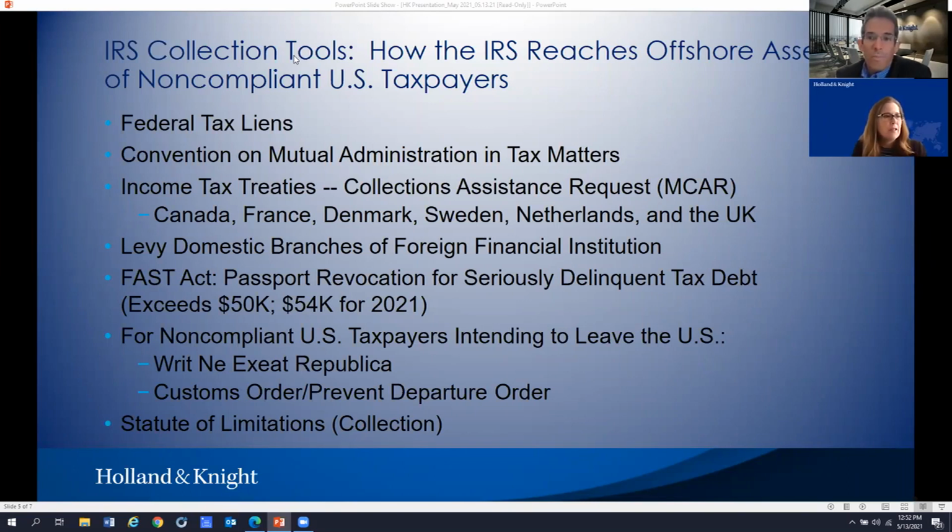The customs order, the prevent departure order, just real quickly, is very similar, but it can prevent a non-US citizen from exiting the US pending resolution of a collection matter. As it relates to collections, Andrea already talked about the statute for assessment purposes. Once there is an assessment, the IRS has 10 years from the date of assessment to collect the tax. Interestingly, though, Code Section 6503(c) permits the IRS to suspend the collection statute if a taxpayer is continuously outside the US for 6 years. That's an interesting little detail to consider.